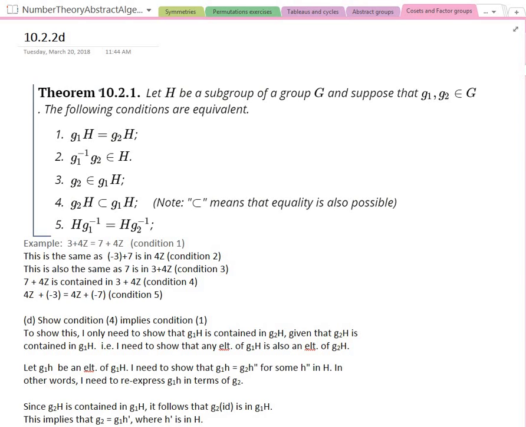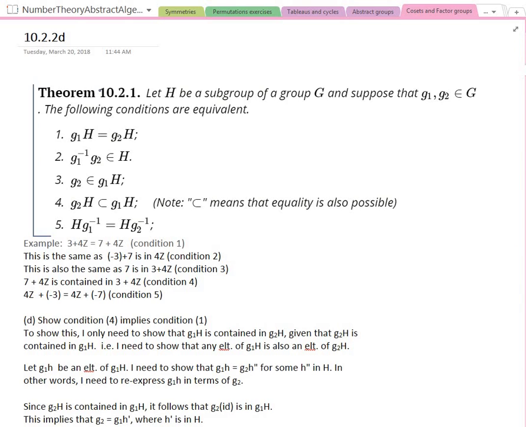All right, let's review this key theorem, and then I'll prove some of the conditions in the theorem. This is a theorem about cosets. So here we have H as a subgroup of a group G, and G1 and G2 are elements of G. So H is a subgroup or subset of G with closure properties, and these are two elements of G.